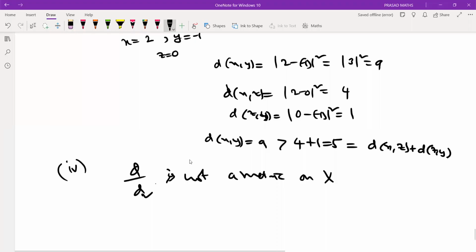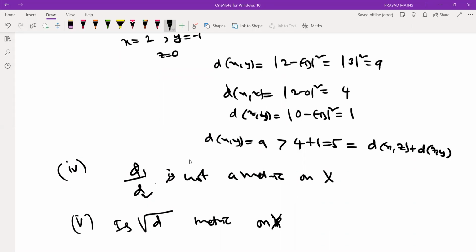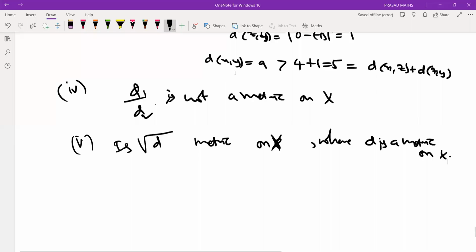d1 by d2 is not a well defined function, hence it is not a metric. What about the square root of a metric? Is it a metric? Next, whenever d is a metric. Respond please.